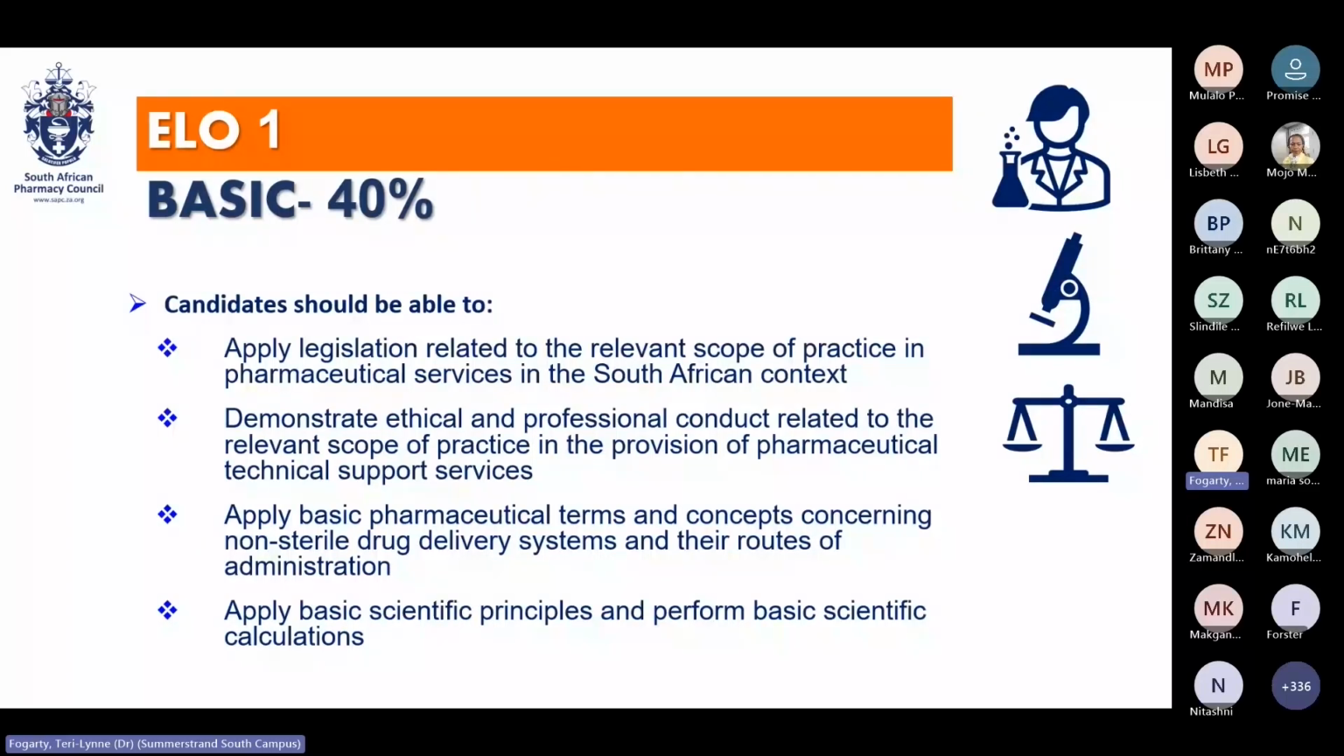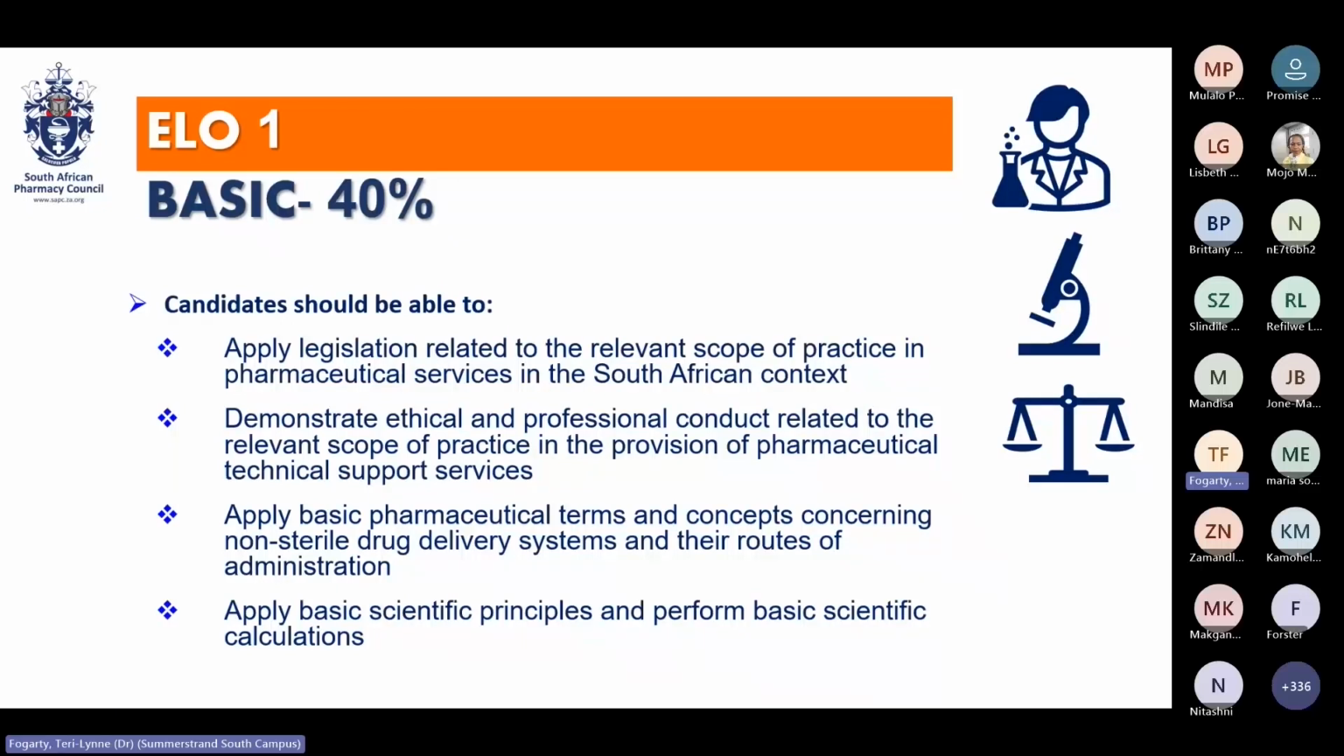Let's look at what you should be able to do if you are competent within this exit level outcome. So you need to be able to apply legislation related to the relevant scope of practice in pharmaceutical services in the South African context. That means that you're writing the basic EISA, which means that you need to be aware of the scope of practice of a pharmacist assistant in the basic category, and also other legislation that might be applicable to you being able to perform within your scope of practice as a basic assistant.